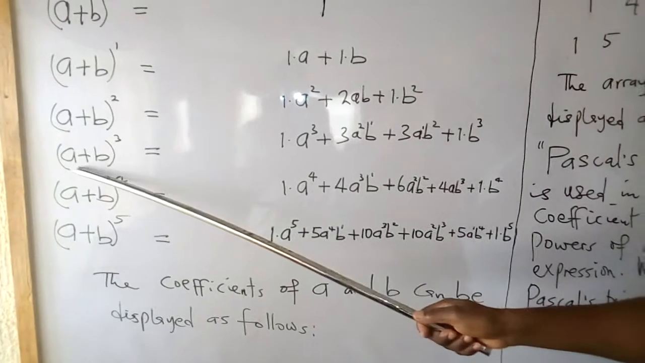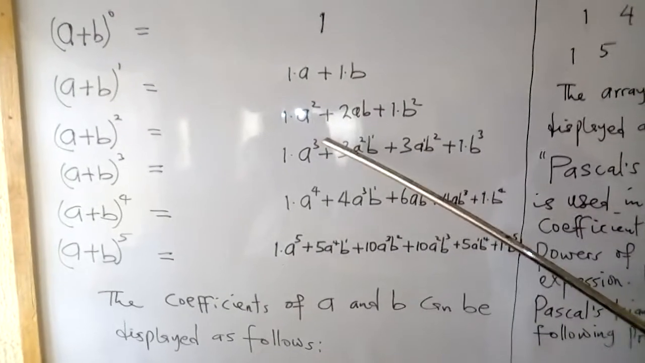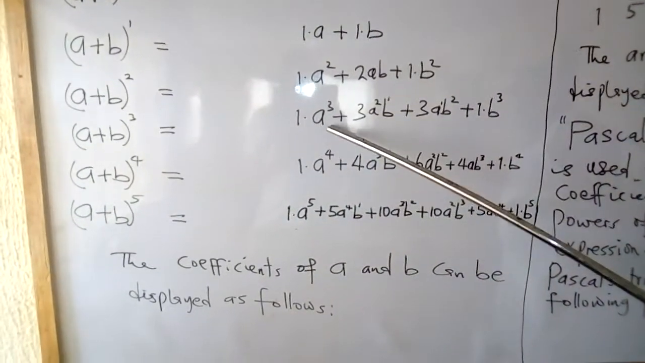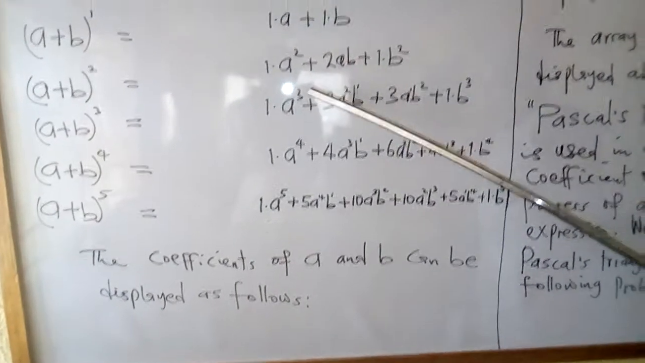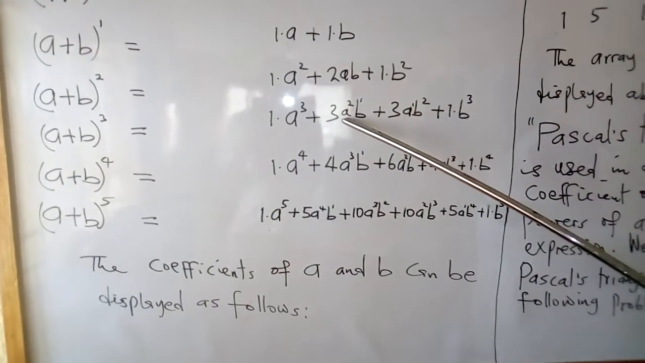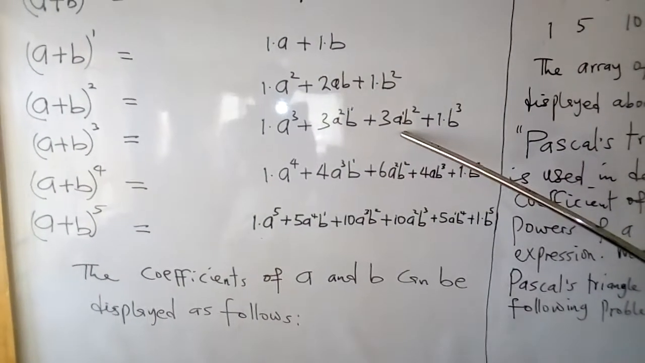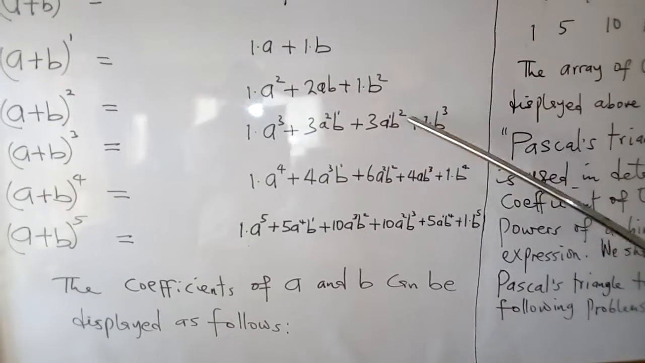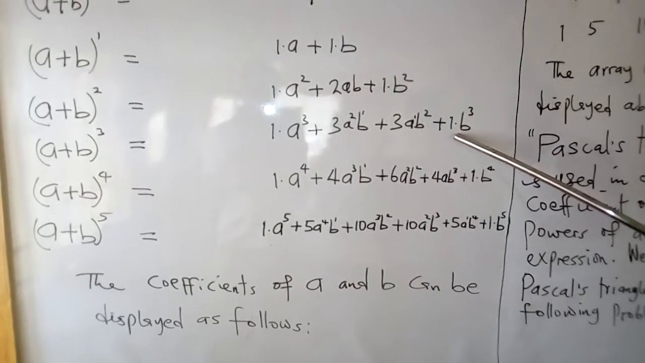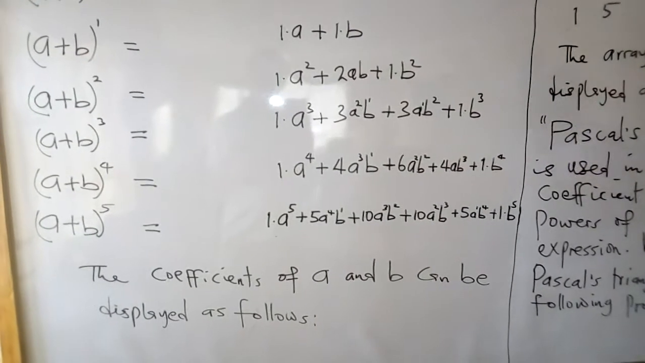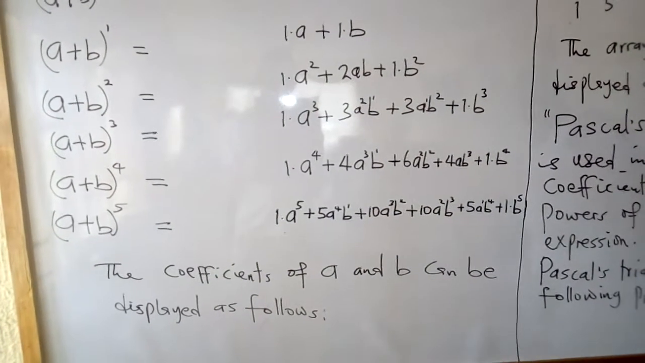Now, in this other expansion, a plus b raised to power 3, a is decreasing from 3. Here is 3. b is raised to power 0, which is 1. That's why we don't have b here. Here, a has decreased from 3 to 2. We now have a raised to power 2. b has increased from 0 to 1. Here, a again has decreased to 1. b has increased to 2. And here, the last term, a has decreased to 0. b has increased to 3. Then a plus b raised to power 4.